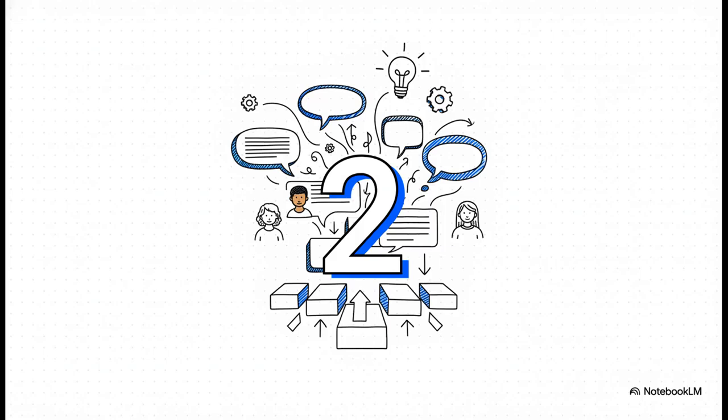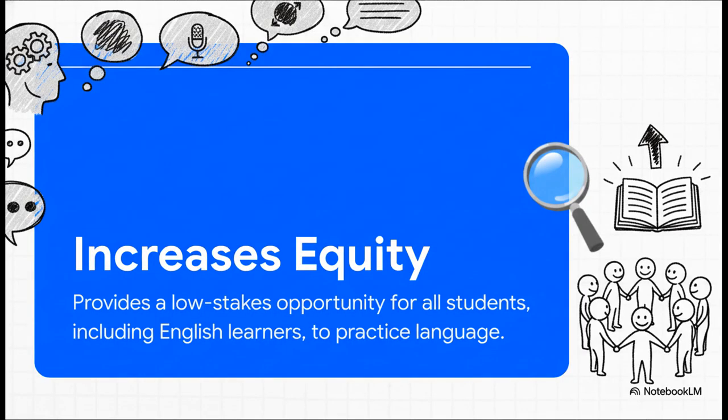Okay, let's move on to the second pillar, which really builds right on top of that foundation. Pillar 2 is about increasing equity. A super quiet classroom can actually be a place where struggling students can hide. But when you create a structure for purposeful talk, it provides this safe, low-stakes chance for every single student to participate, to practice using academic language, and to build their confidence. This is an absolute game changer for English learners, but really, it benefits everybody.